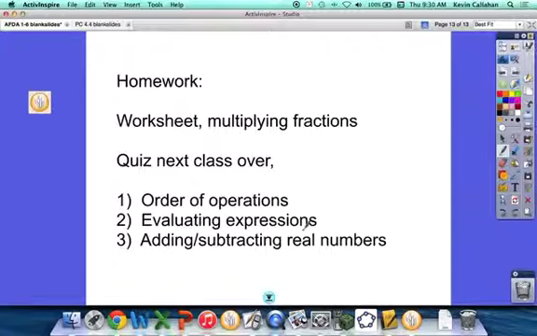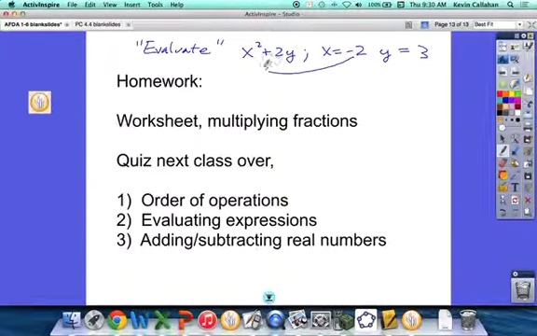Well, first of all, you go back to our first homework, the pages 3 and 7, and they have that in there. But evaluate an expression would be like x squared plus 2y, x equals negative 2, y equals 3. So if I say evaluate, what does that mean? Evaluate means plug in the negative 2 here, plug in the 3 here, and then see what it equals. Right, that's what we mean by evaluate. Any questions?